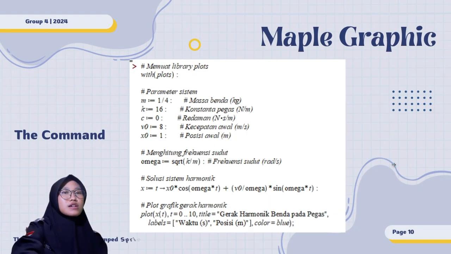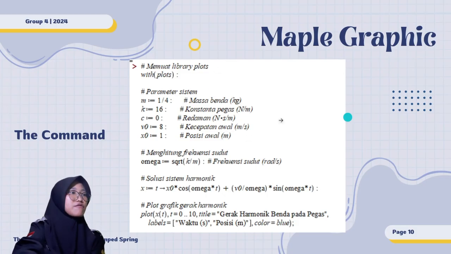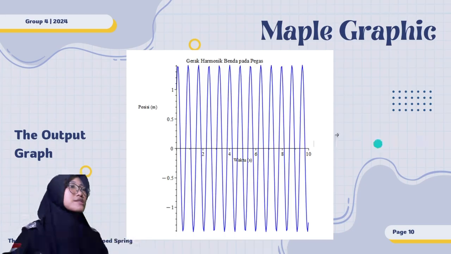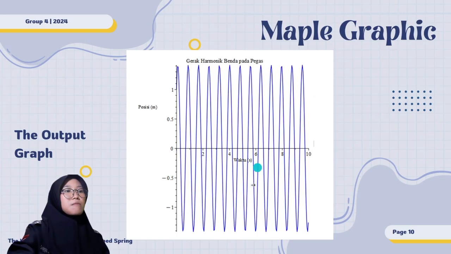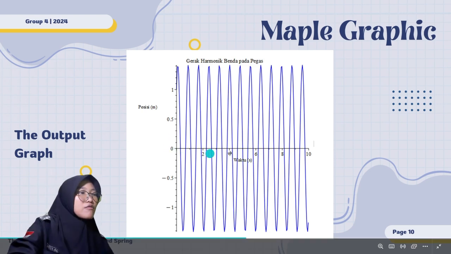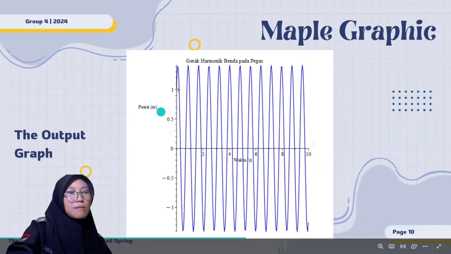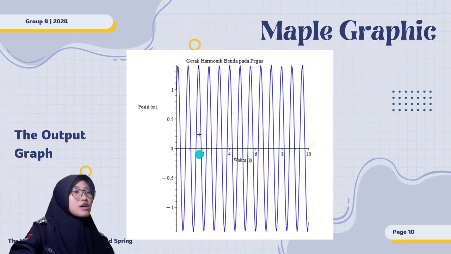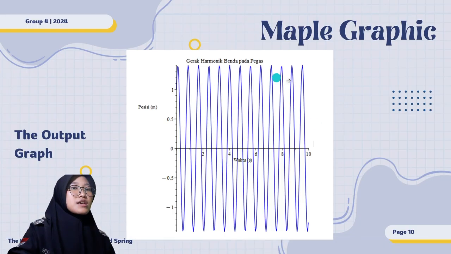And then for the graph, we have the Maple version and the MATLAB version. This is the Maple graphic version, this is the command, and this is the output of the Maple graphic. This is the figure of a harmonic motion graph. Here we have a constant motion like this. There is no damping, so this is the undamped spring.